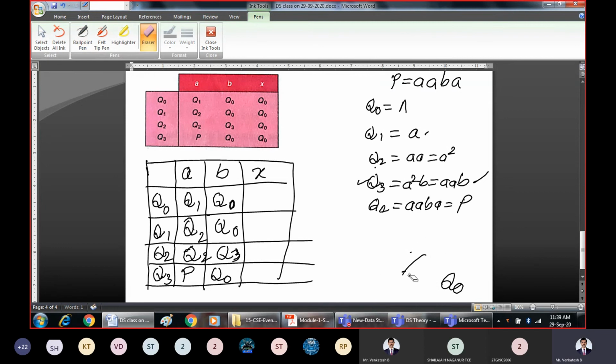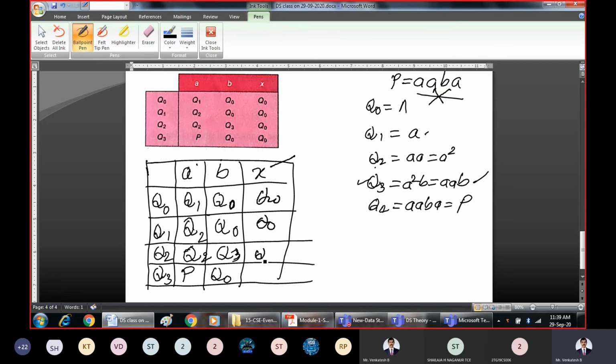Now let us see the possibilities with the third column. That is, how do we construct the third table? When you are present at Q naught and you are reading any character other than A or B, we don't want to change our state. Because what you want? You only want AABA. Other than A and other than B, you don't want anything else. So other than A and B, if you get anything else, then don't change the state at all.